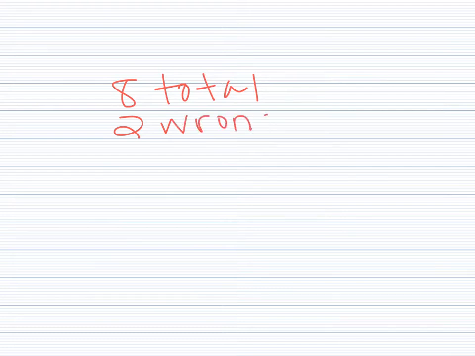So let's say that you had an assignment and there were 8 total problems. You got 2 wrong, which means you must have gotten 6 correct. Unanswered problems count as wrong problems.